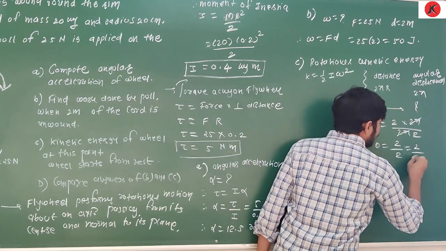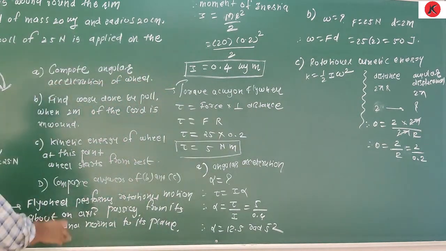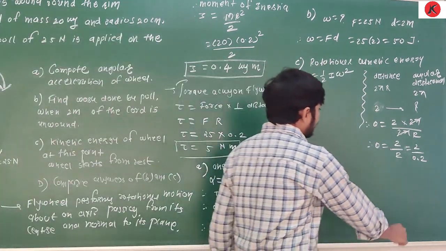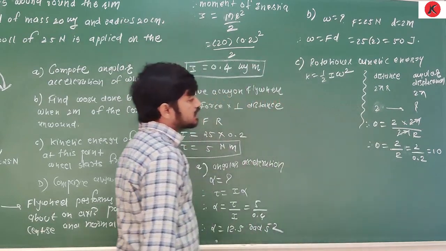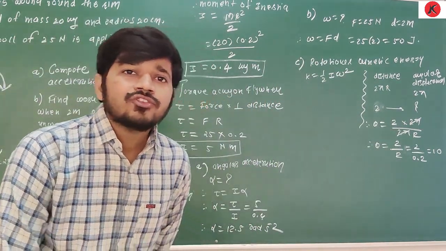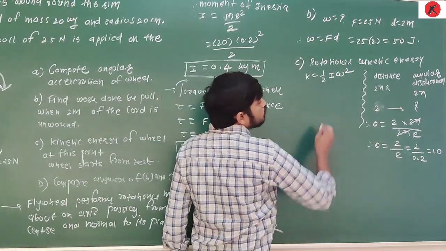So it is 2 divided by 0.2, because the radius is 0.2. So what is the angular displacement? Theta is equal to 10 radian. Okay. Now you have to find omega. Then how to find omega?